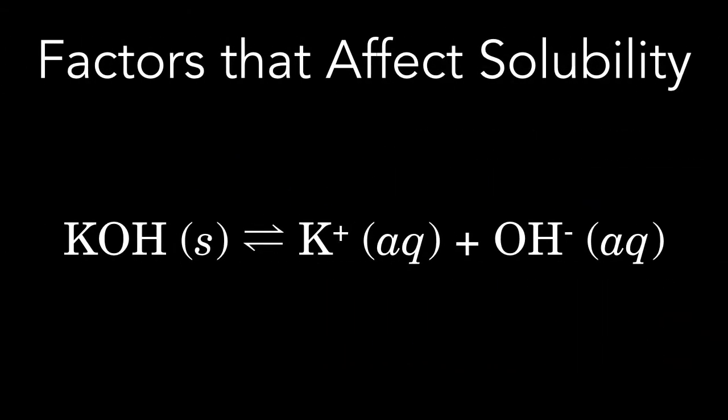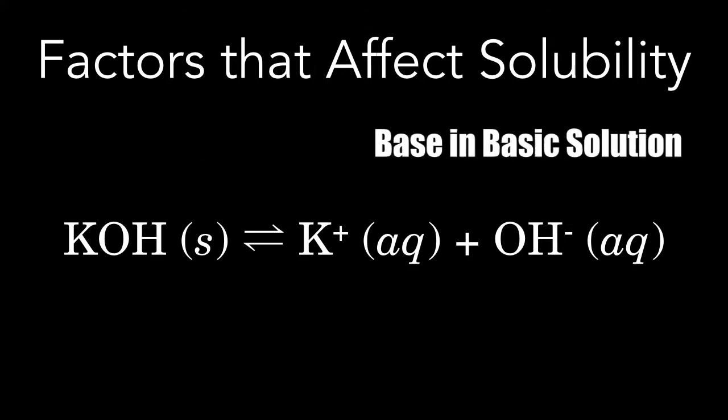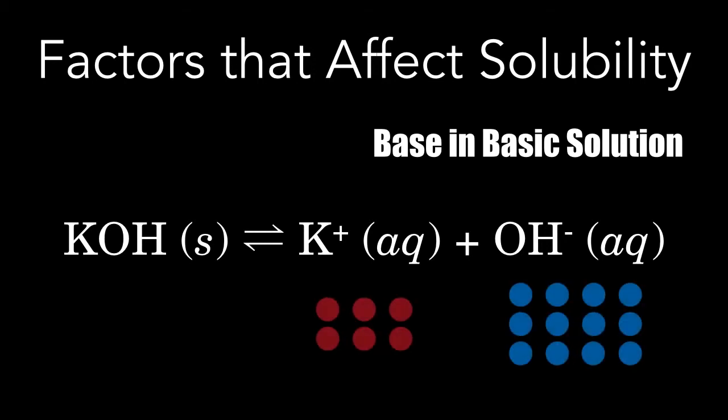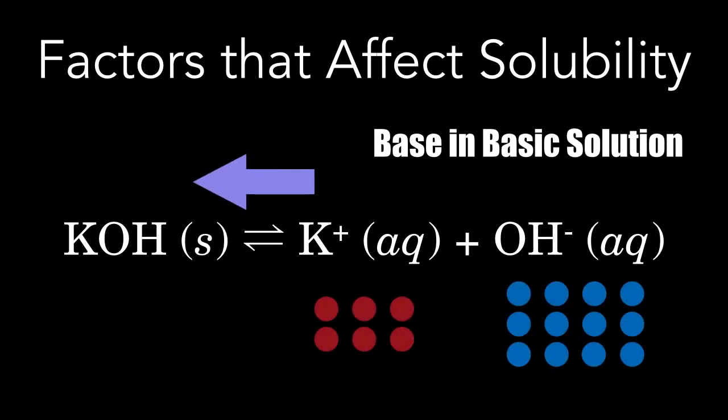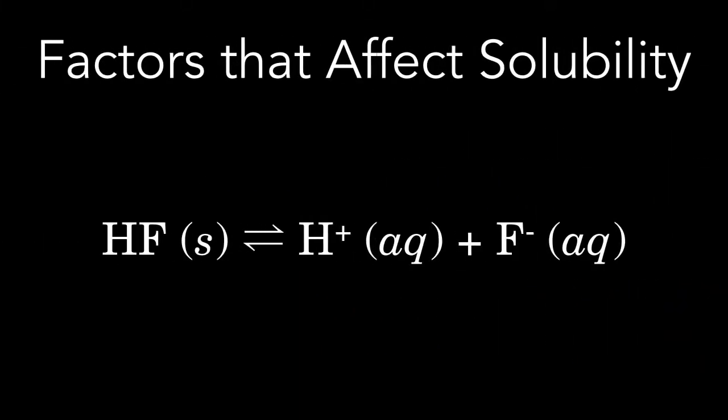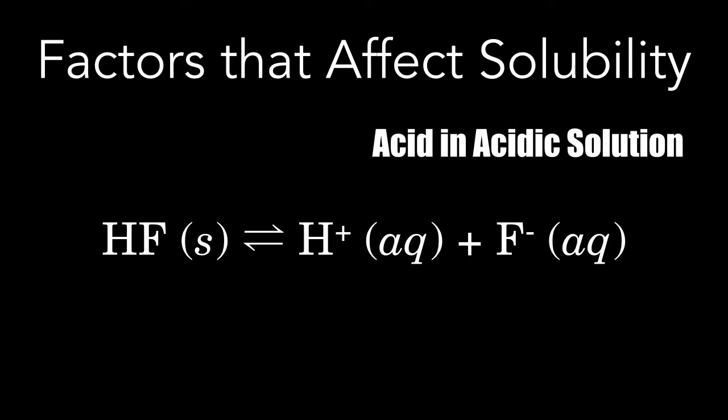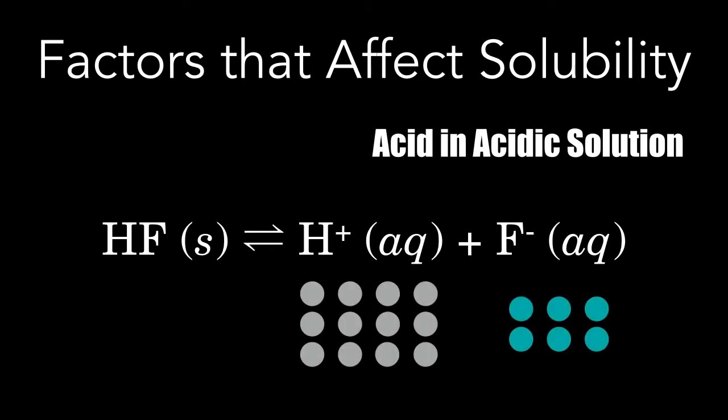The pH of a solution can also affect solubility. If a substance has a basic anion, it will be more soluble in an acidic solution, since adding a basic substance to a basic solution will cause the equilibrium to shift to the left to undo the stress on the right. If a substance has an acidic cation, it will be more soluble in a basic solution, since adding an acidic substance to an acidic solution will cause the equilibrium to shift to the left to undo the stress on the right.